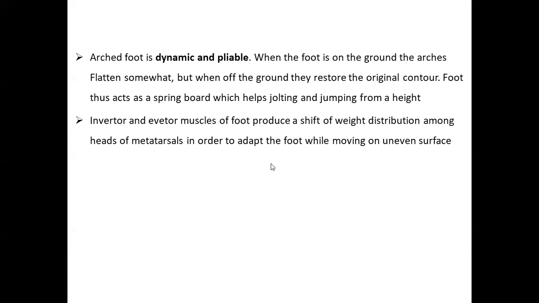ठीक? Then, inverters and everters of foot produce a shift of weight distribution among the heads of metatarsal bones. And it helps to adapt the foot while moving on an uneven surface. So basically, अभी के लिए आप लोग इतना याद रखेंगे कि main काम arches का क्या है, एक proportional body weight distribute करना, एक हमारे पास propulsive movements को कर पाना, protect करना underlying nerves को, एक हमारे पास help करना आगे move करने के लिए और distribution of body weight करना.